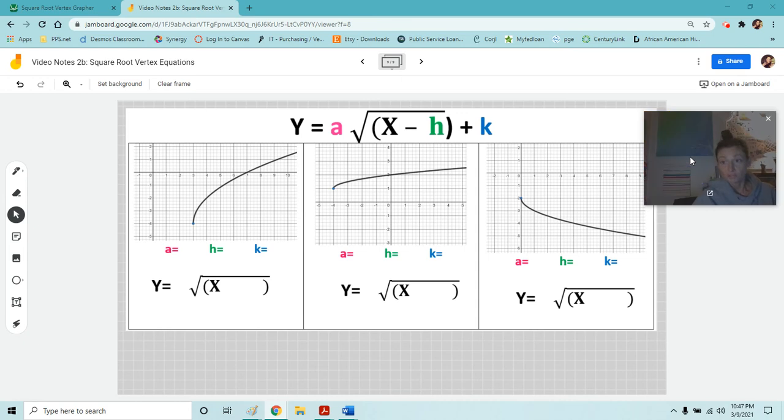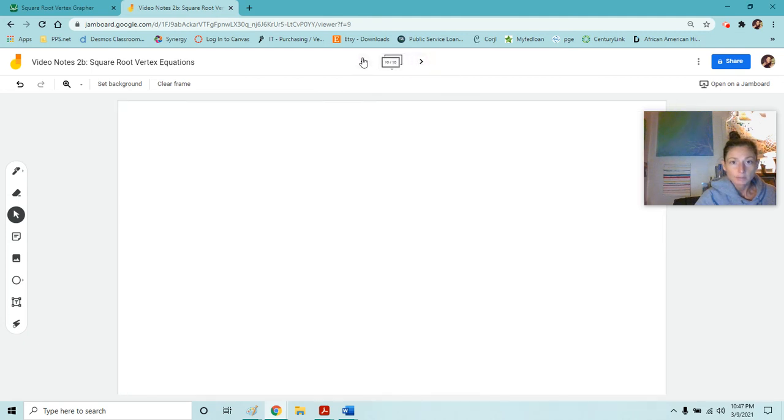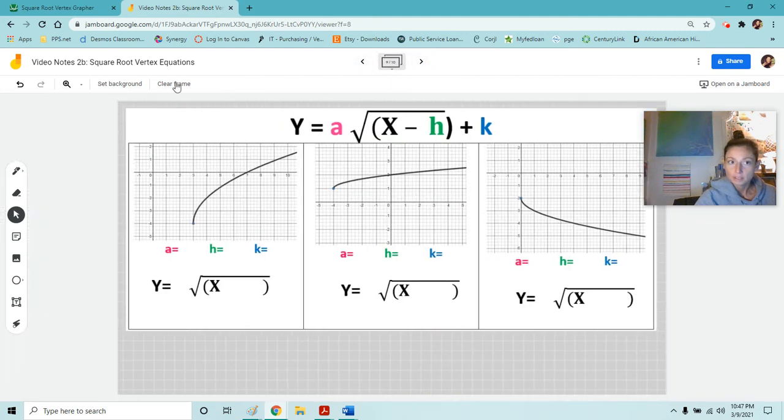Okay, so last page here. We are looking at some more advanced graphs here. Know what I'm trying to do. I'm going to zoom in a little bit.